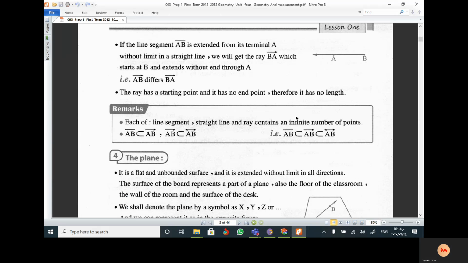The line segment is a subset of the ray. Line segment AB is a subset of ray AB. Ray AB is a subset of straight line AB. And you can see that line segment AB is a subset of ray AB, which is a subset of straight line AB.